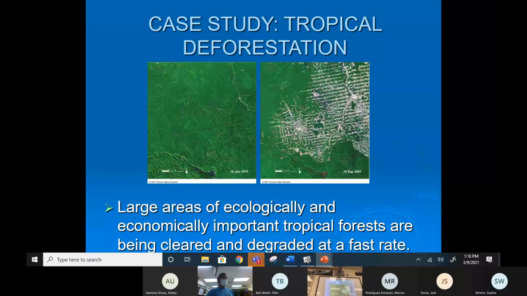Here's another similar photo in the Amazon. On the left is 1975, same place on the right in 2001. You can see the growth of the roads and the buildings in that area.